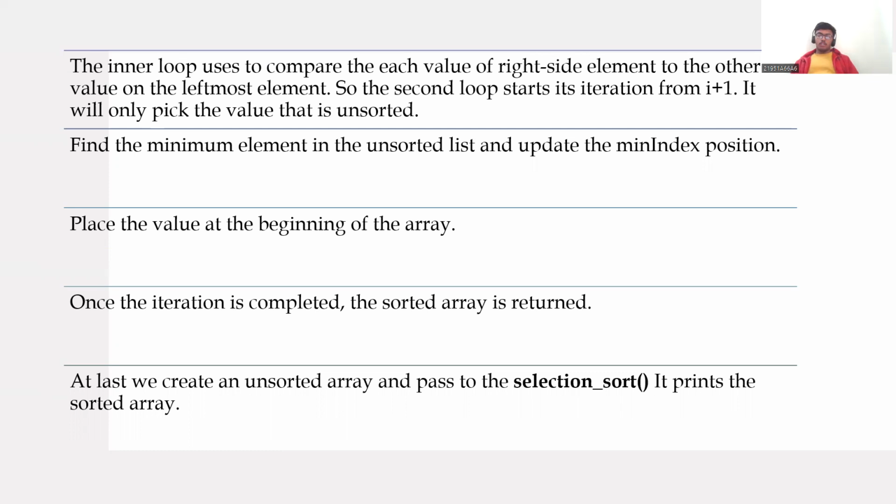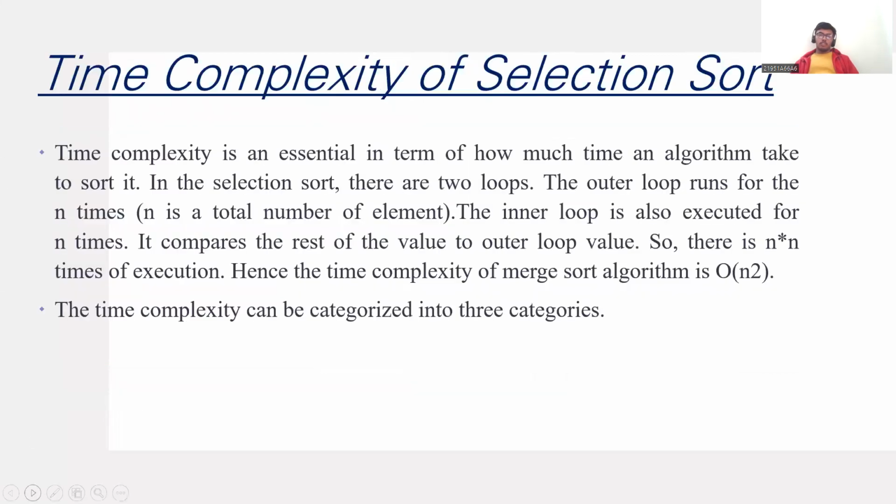Place the value at the beginning of the array. Once the iteration is completed, the sorted array is returned. At last, we create an unsorted array and pass it to the selection sort. It prints the sorted array. Time complexity of selection sort.